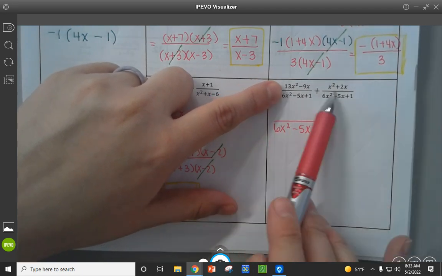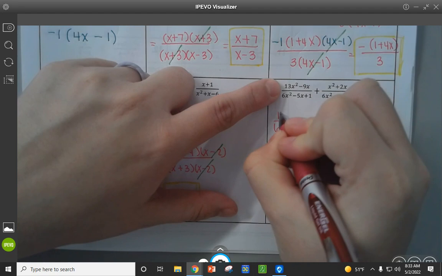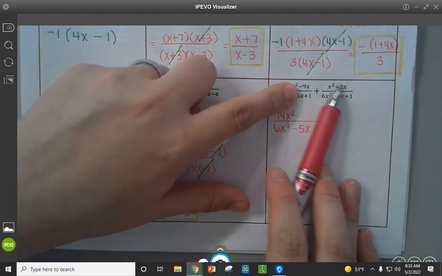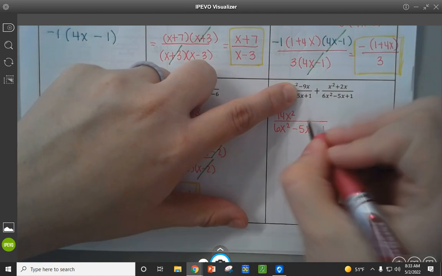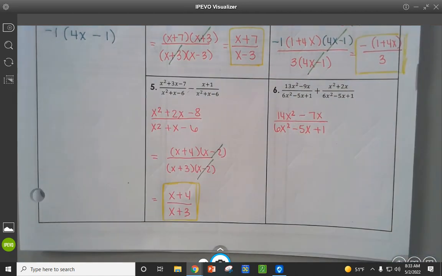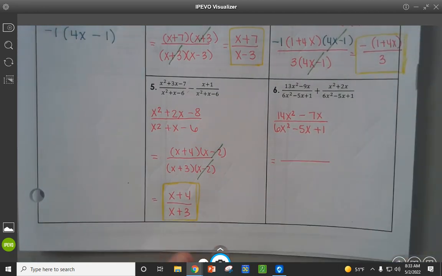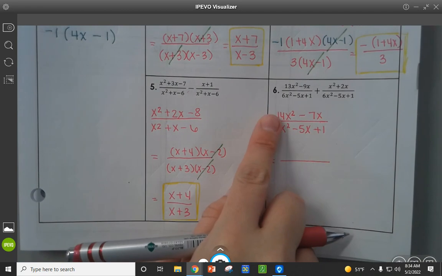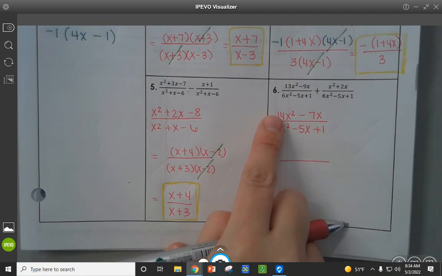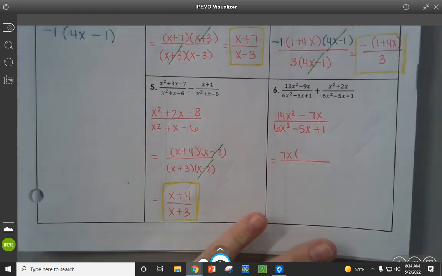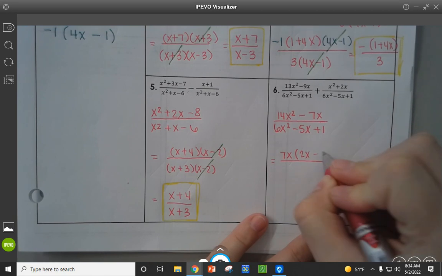But the numerator, we're adding. So 13x squared and x squared is 14x squared. And negative 9x and 2x is negative 7x. The numerator, we can factor that one really easily using GCF. So if we factor out a 7x, we're left with 2x minus 1.